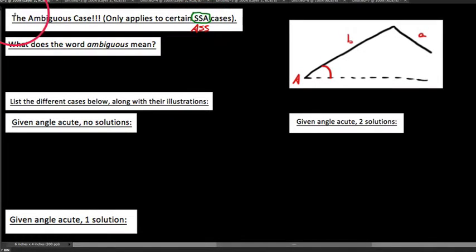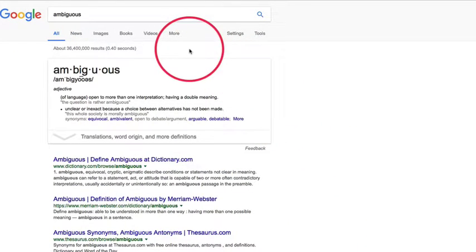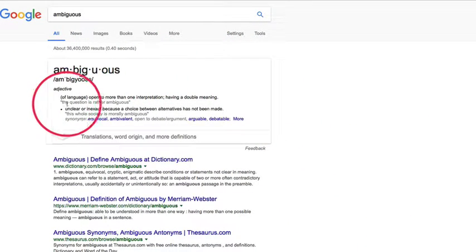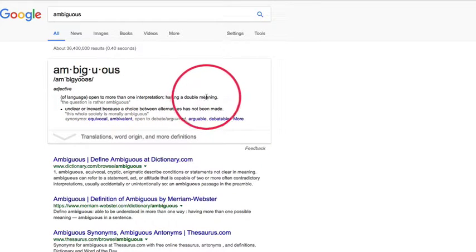And so this particular case that we're talking about is referred to as the ambiguous case. And so the ambiguous case, let's start with this. What the heck do we mean by this word ambiguous? So you may have heard this word before. A quick Google search would turn up this definition here. We say of language, it could be open to more than one interpretation or having a double meaning.